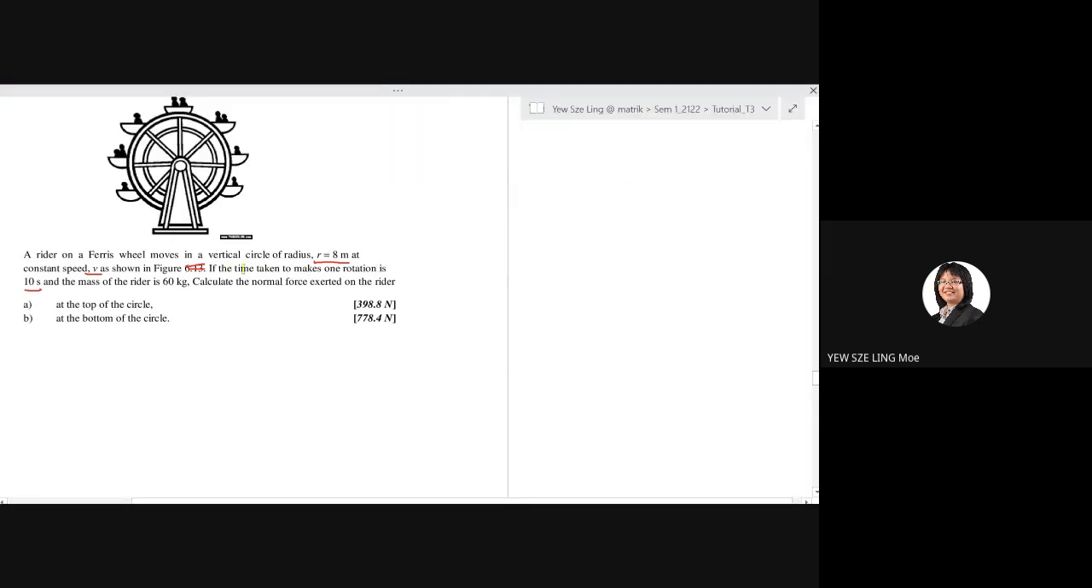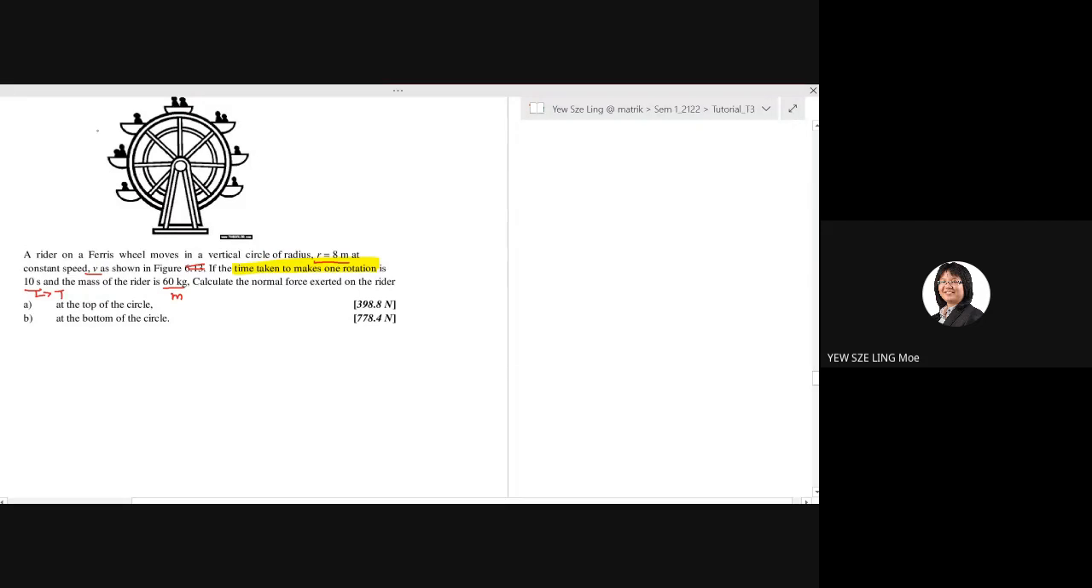The time taken to make one rotation tells you that this 10 seconds is capital letter T. Why is it important to know that it is capital T? Because it lets you calculate the omega. The mass of the rider is 60 kg, so this is m. Calculate the normal force exerted on the rider.